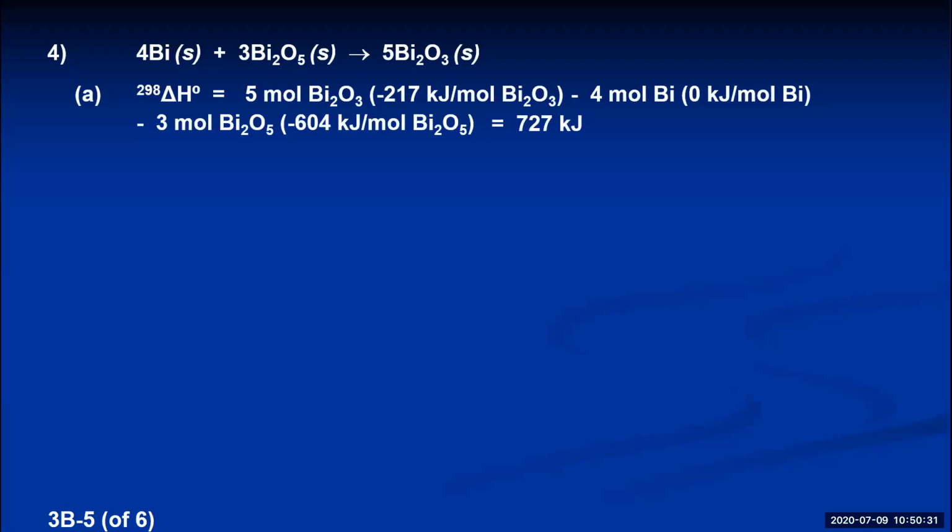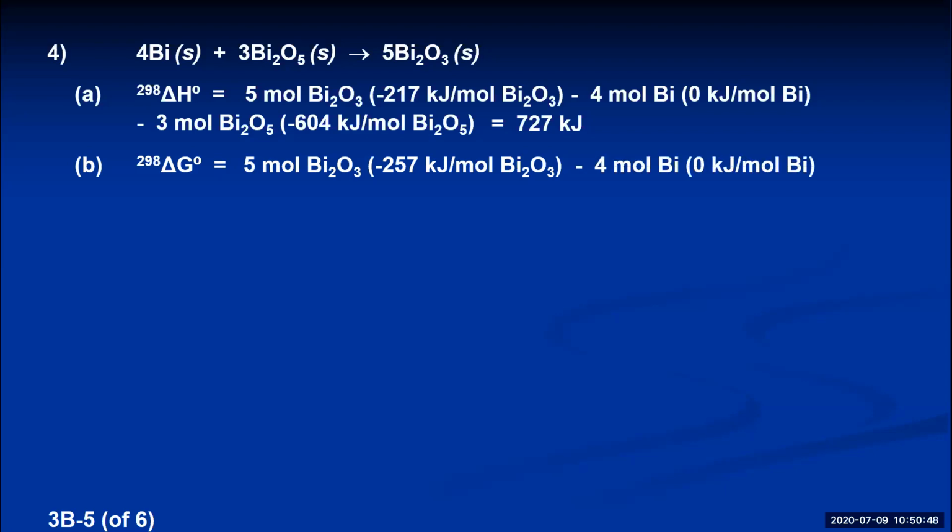B, calculate the delta G naught for the reaction. We have enough data given in the table to do that, so I'm going to do it the same way, products minus reactants. Start on the product side, 5 moles of Bi2O3 multiplied by its standard free energy of formation of negative 257. Go to the reactant side, minus 4 moles of bismuth multiplied by its standard free energy of formation, which is 0. And then minus 3 moles of Bi2O5 multiplied by its standard free energy of formation, which is negative 689 kilojoules per mole. Moles all cancel out. This comes out 782 kilojoules.